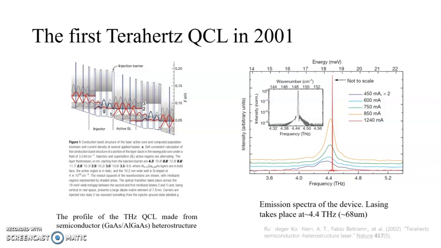The figure on the left shows the profile of the band structure of the quantum cascade laser made from the gallium arsenide and the aluminum gallium arsenide. The lasing takes place at about 4.4 terahertz, which is shown in the emission spectra on the right.